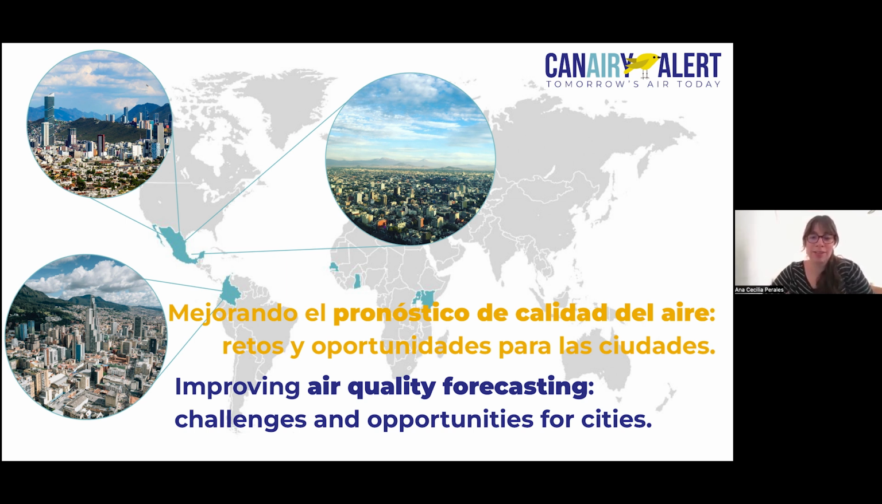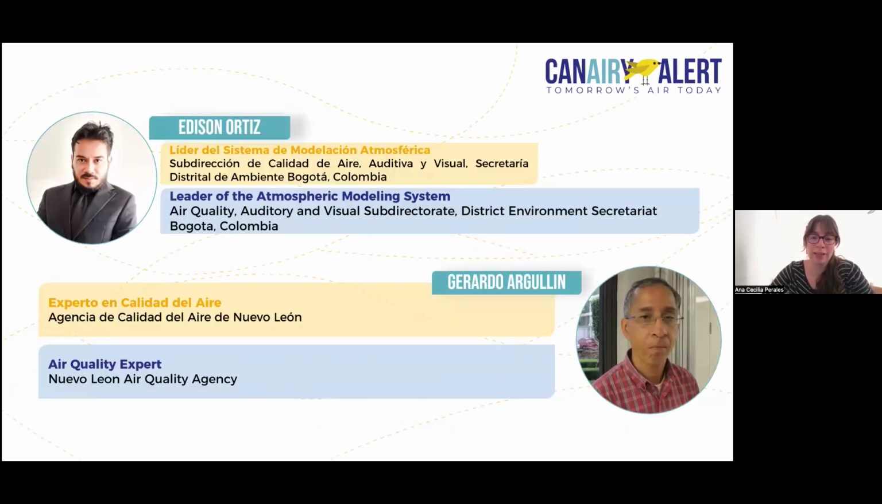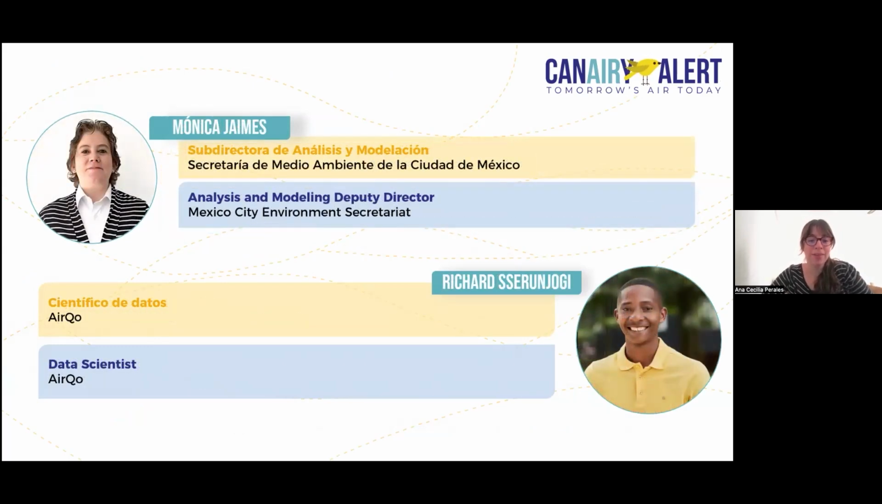So let's welcome Edison Ortiz, who coordinates the atmospheric modeling system at the District Secretariat of the Environment, Bogotá. We have Gerardo Argullín, Air Quality Agency from Nuevo León. We have Mónica Jaimes, Deputy Director of Analysis and Moderation in Mexico City, the Ministry of the Environment. And we also have Richard, I can't say your last name, sorry, but he's a data scientist in the ECO initiative. So thank you everybody for your time. And let's move on with the discussion then.